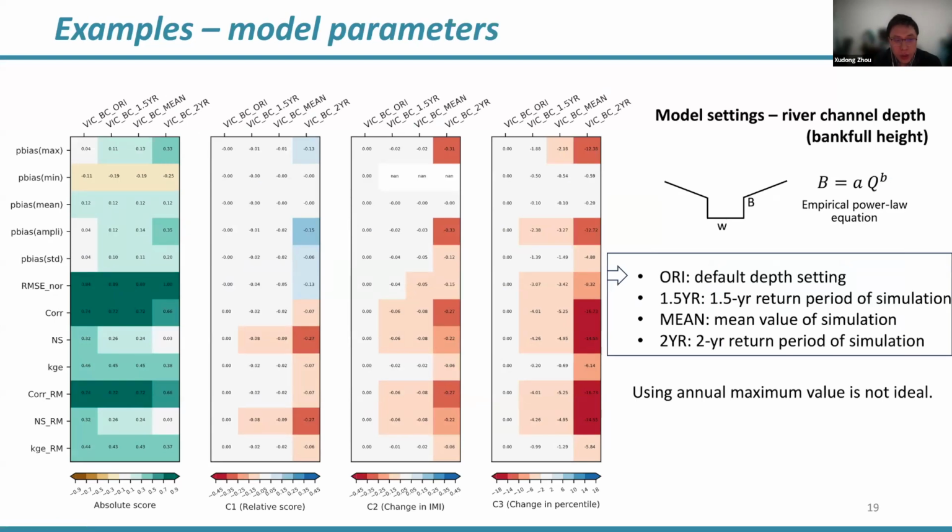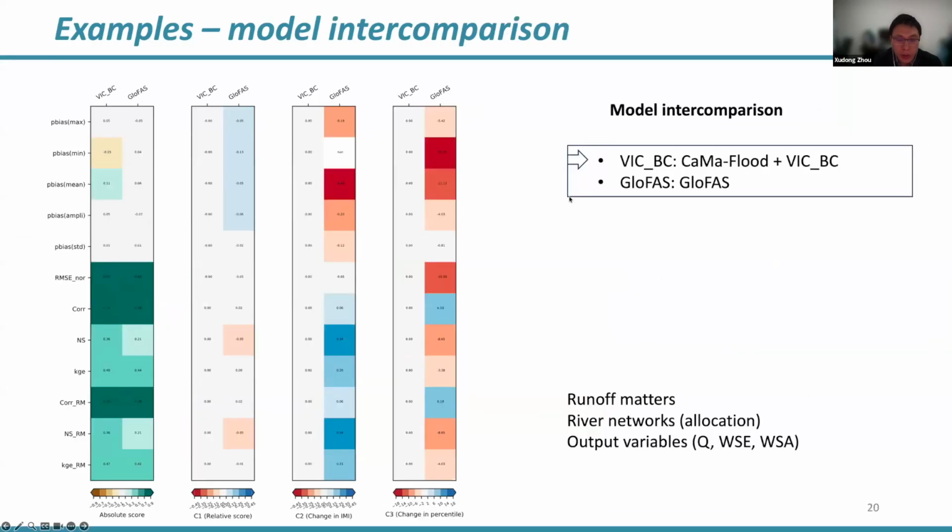And these are some examples of two cases. This one is for changing the model parameters. And after comparison, the default parameter is actually still the good one. So even if we change the parameters of the river channel depths, the model is getting worse.